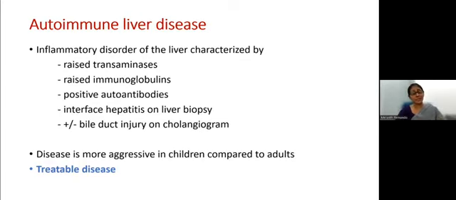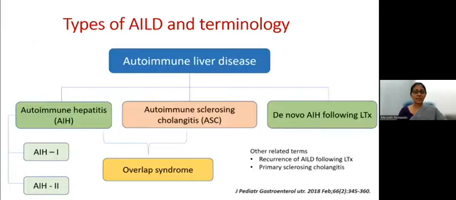The other importance to stress on this disease is that it is a treatable disease. So this is the broad classification of autoimmune liver diseases. There are three main categories. It could be autoimmune hepatitis, autoimmune sclerosing cholangitis, or sometimes you can have a bit of both with overlap syndrome, and de novo autoimmune hepatitis following liver transplant. What does that mean? If you transplant a child for autoimmune liver disease, they can have the recurrence of the disease. However, that would not be a contraindication, but in unfortunate cases, you can have a recurrence.